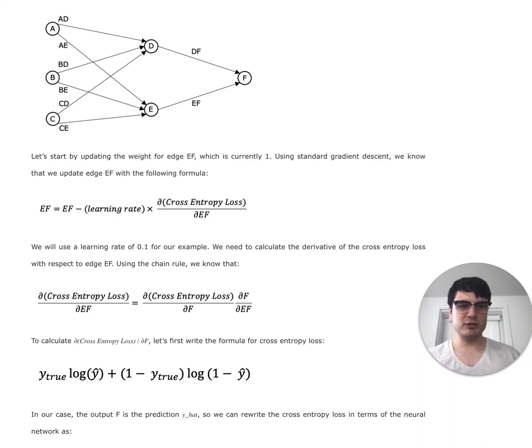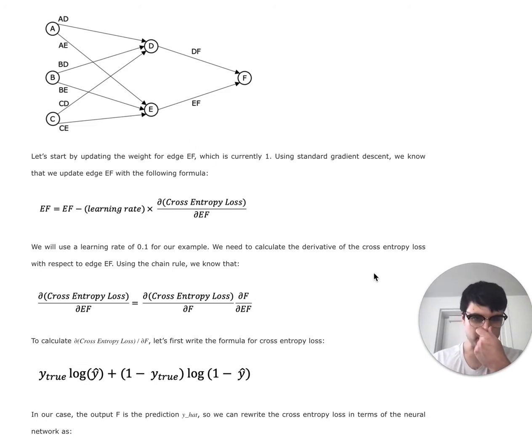Welcome to part 2 of our video on walking through the gradient descent with backpropagation process while training a neural network. To review where we're at, we are trying to calculate the new value for the weight of EF. To do that, we're applying this formula where the new value of EF is the previous value of EF minus the learning rate, which specifies how fast we update the weights in each epoch, times the partial derivative of the cross entropy loss with respect to the value of EF.